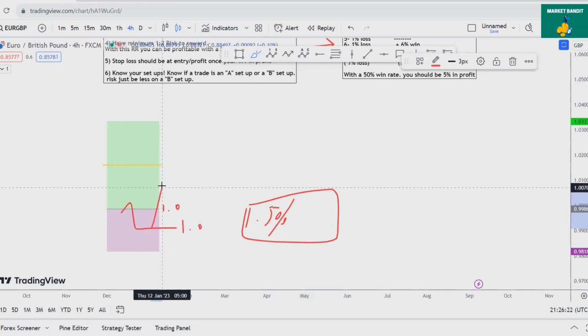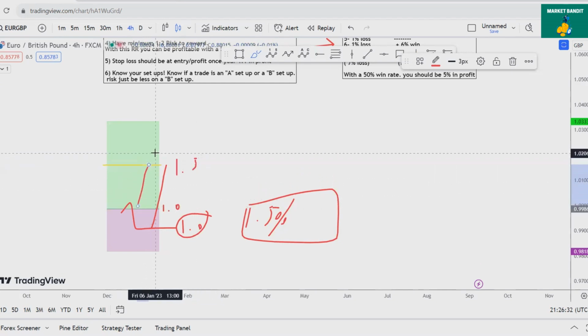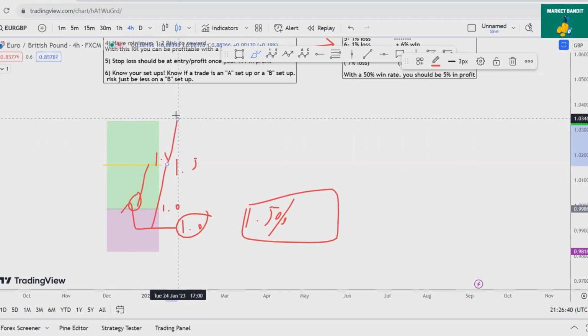The benefit of this is now if price plays out in your favor, right? This trade here, the second setup, will be in profit 1.5%, and then your first trade here is another profit 1.5%. This is where you probably could close your first entry and secure 1%, and let this other one run to this target here.